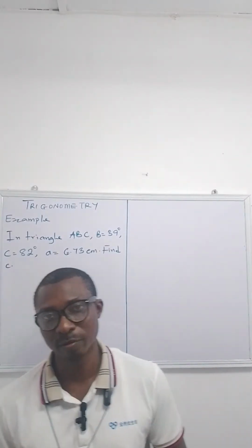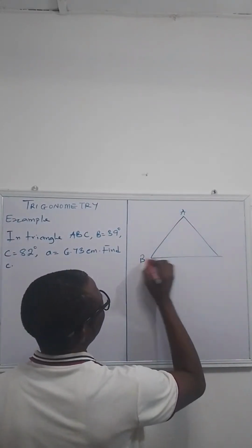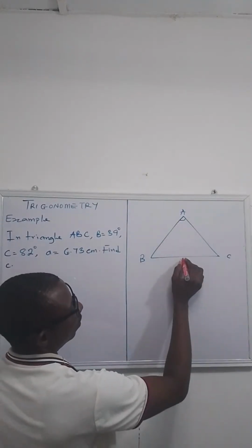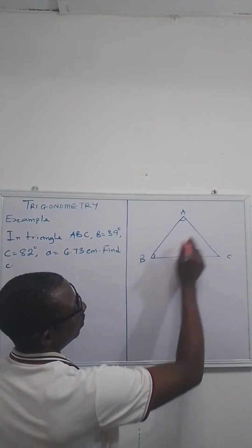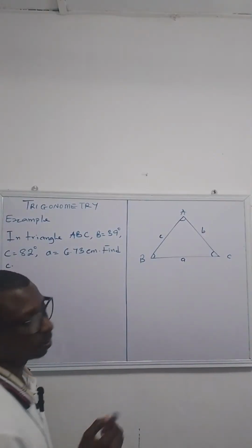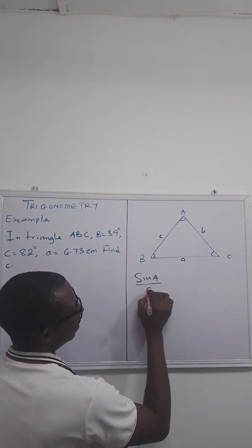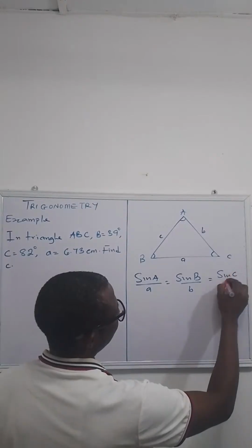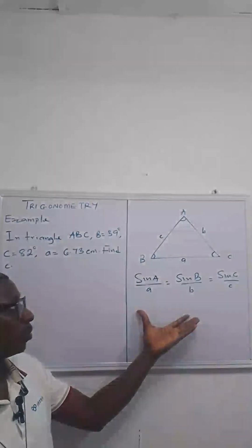So I'm going to write the rule here for us. If you have a triangle of this form, of angle ABC, this side, which is opposite to angle A, is what we call side A. Now this is angle B, so the opposite side to angle B is called side B. And this side, which is opposite to angle C, is called side C. So now the sine rule states that sine A over side A equals sine B over side B equals sine C over side C. So this is the rule. We are going to be applying this now to solve problems.